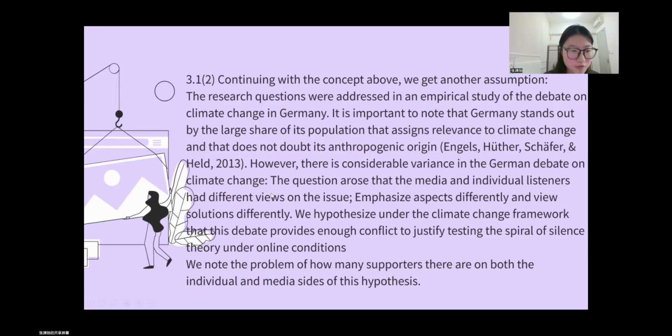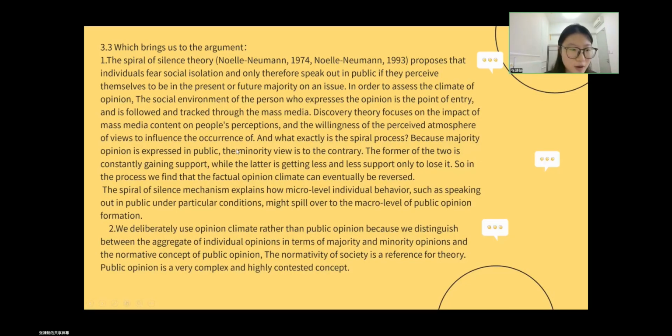Picking up the concept above, we get to the second hypothesis, which mainly gives an important example. In response to the debate on climate change in Germany, when the media and the individual listeners have different views on an issue, the hypothesis is that the debate provides enough conflict to examine the rationale for testing the theory under online conditions. Next, the question about how many supporters are hypothesized above leads us to the following argument.